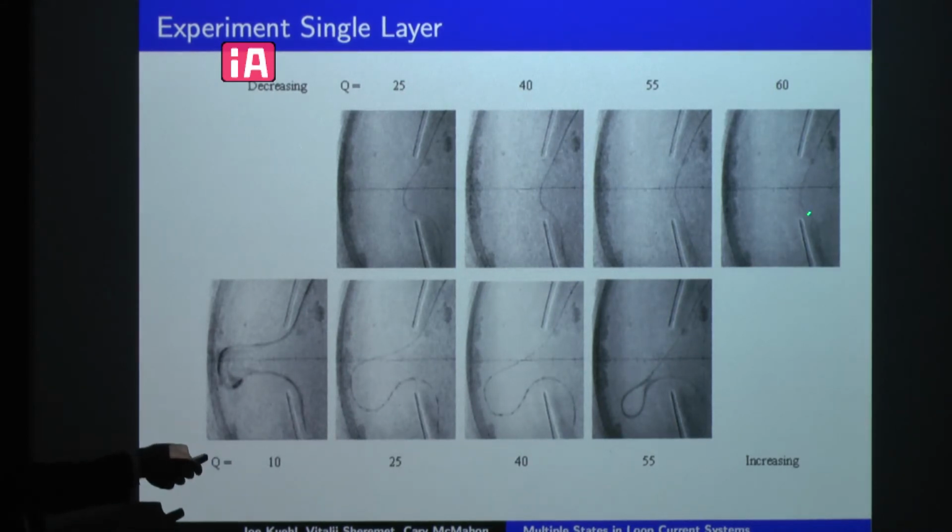When I start in my leaping state and I decrease the inertia of the current, I continue leaping, I continue leaping, I continue leaping, and not till I get down to a low flow rate do I transition back. So this is what's known as hysteresis. So increasing flow rates have different patterns than decreasing flow rates.